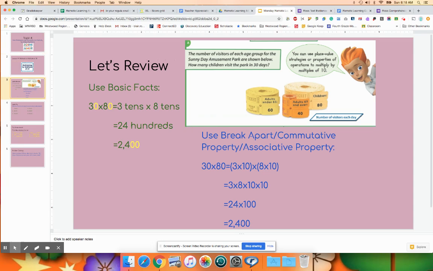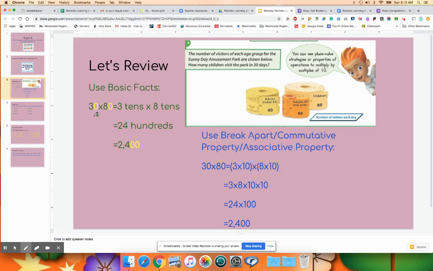So let's look at a question that was in the book up here. The number of visitors of each age group for the Sunny Day amusement park are shown below. How many children visit the park in 30 days? So we know the adult tickets are 60, adults 65 and over are 40, and then children are 80. Okay, so 80 children visit the park each day. We want to know in 30 days. So we're going to be multiplying.